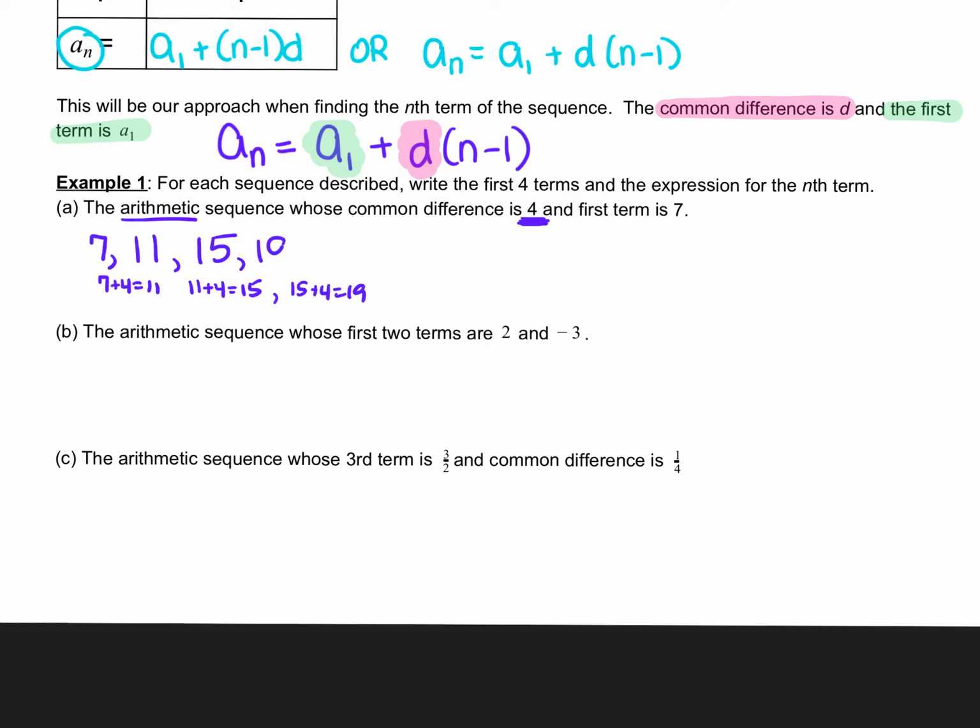So that's our fourth term. So there's our first 4 terms. So 7 is our first term, we'll call it a sub 1, and 4 is our common difference, which is d. So we have our first 4 terms. That was easy enough to generate.